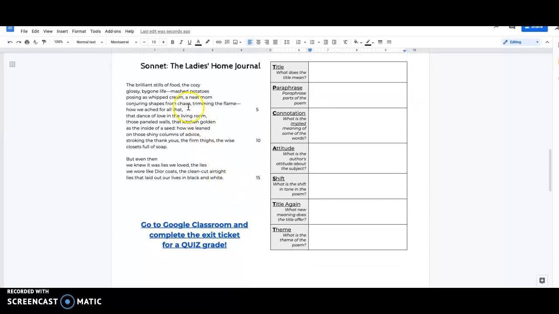Independently, what you are expected to do is to apply TP-Cast to Sonnet, the Ladies' Home Journal. Go through those steps just like I did. And then click on this link within the doc and complete the exit ticket. It is all multiple choice. It is a quiz grade. Once you have done that, you are done for the day.